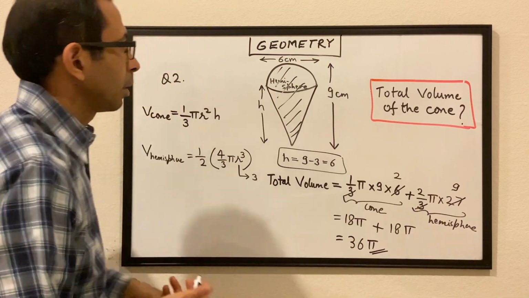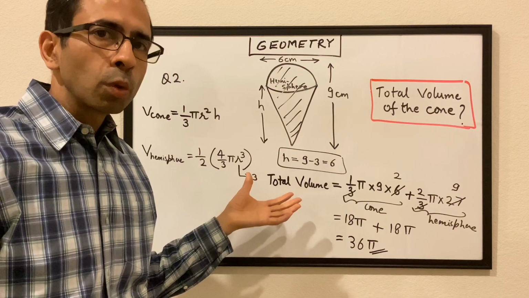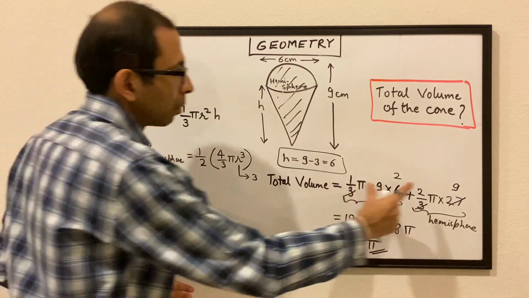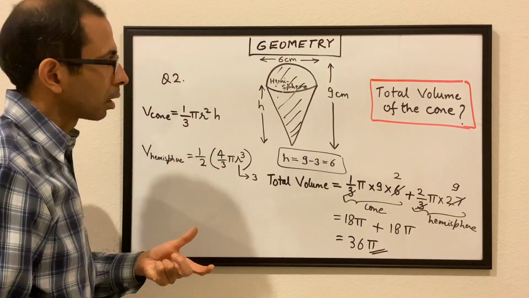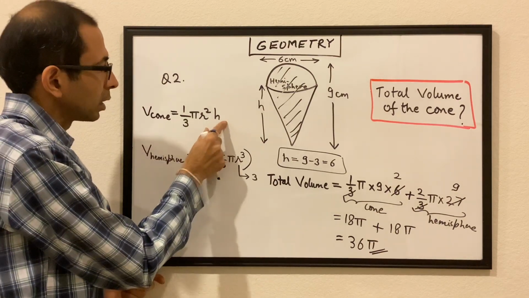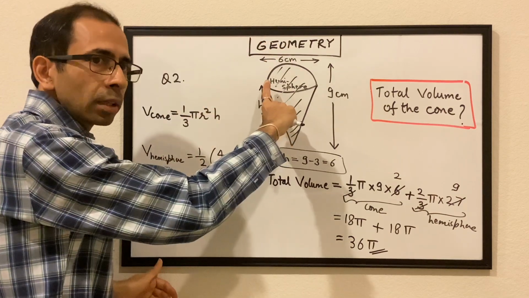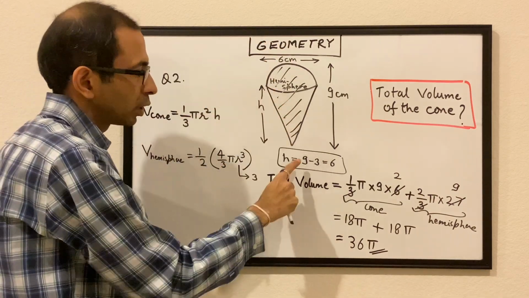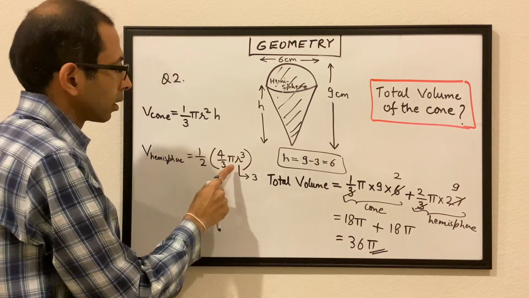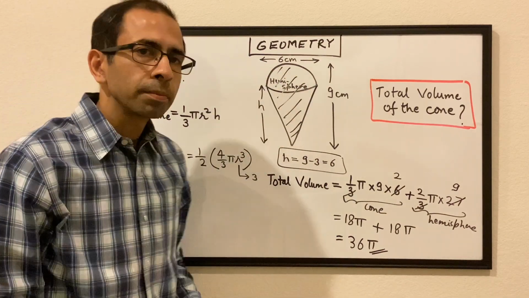Just to quickly reiterate, pretty straightforward question. We have a cone, we have a hemisphere, we have to find the total volume. So volume of the cone plus volume of the hemisphere. A couple of things to keep in mind is that here when we are finding the volume of the cone, this h is the height of the cone itself, not the overall height. So we got to find the value of h, the height of the cone, which comes out to be 6, and the radius is of course the same for the cone as well as for the hemisphere.